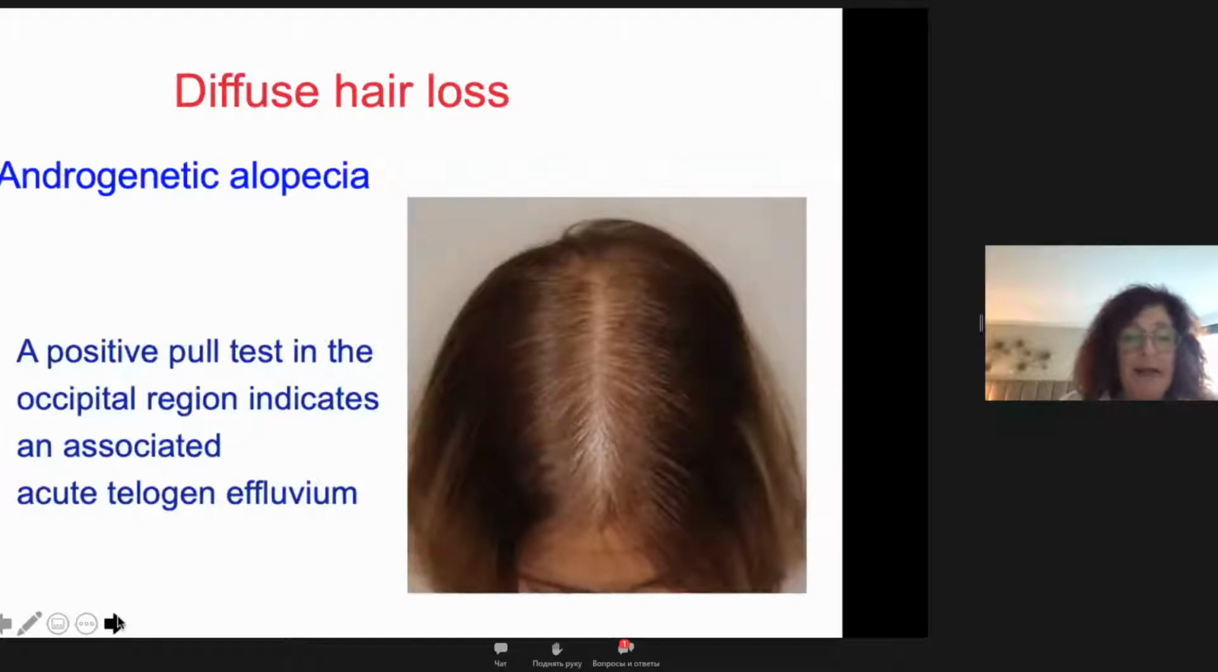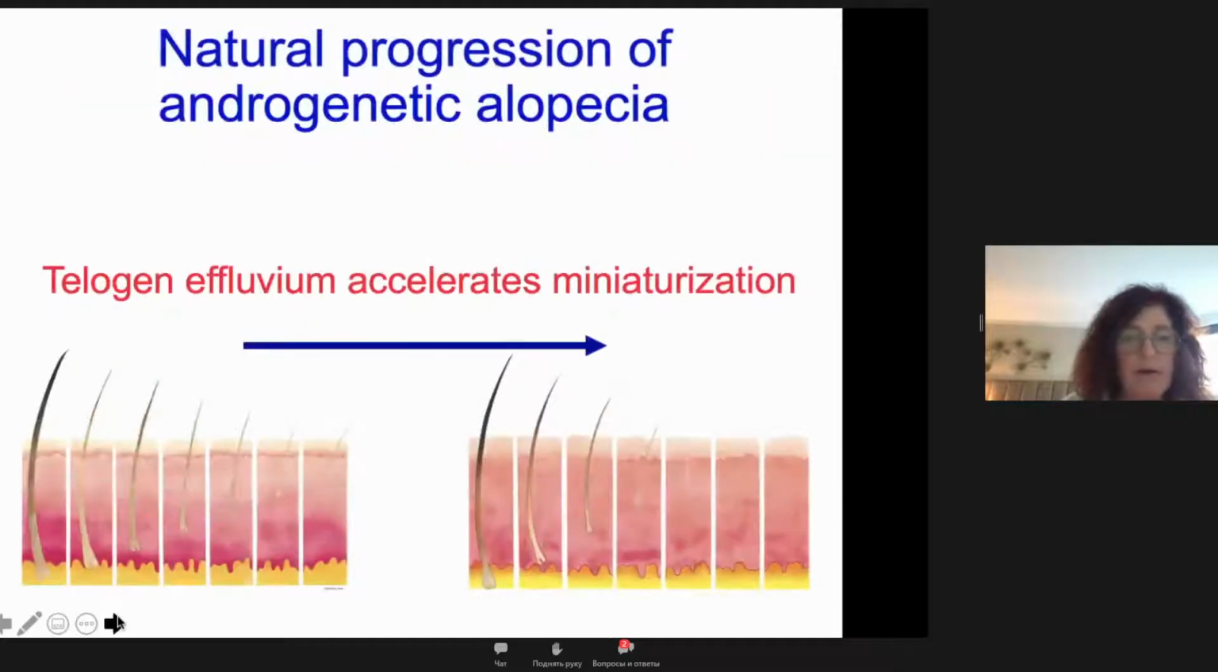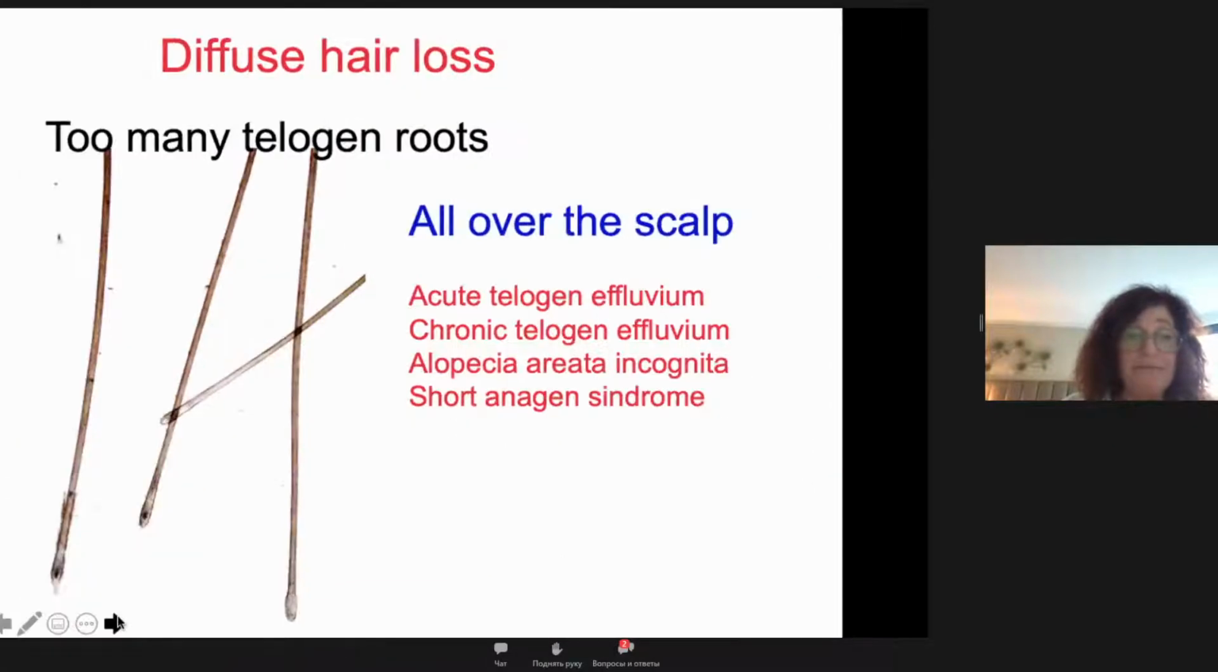As I already said, if the pull test is also positive in the occipital region, there is an associated telogen effluvium. So keep in mind that androgenetic alopecia and telogen effluvium are not always a differential diagnosis. They may go associated. And if it's associated, you have to target the treatment to address both problems. And telogen effluvium, of course, accelerates the progression of androgenetic alopecia, so it needs to be addressed.